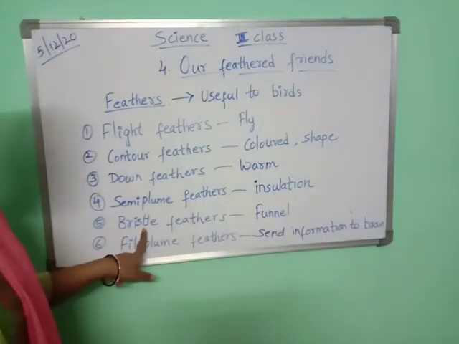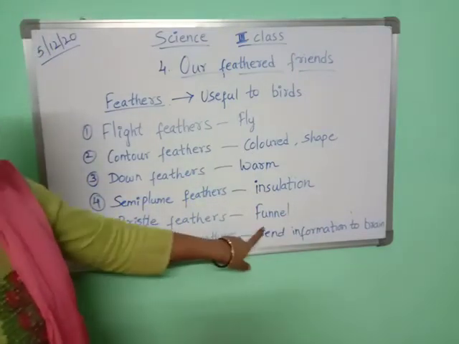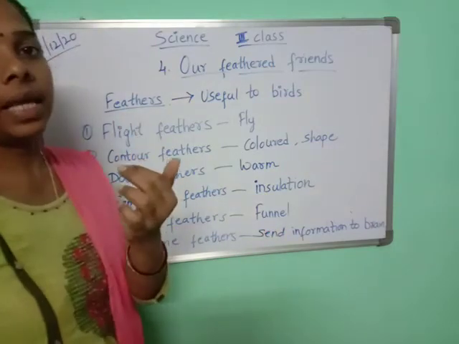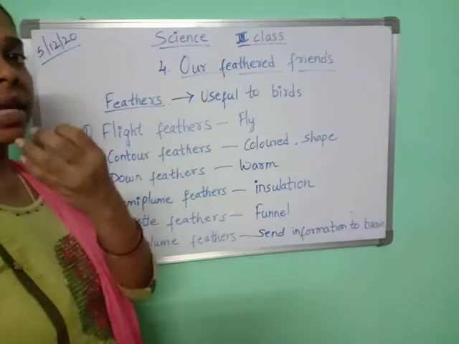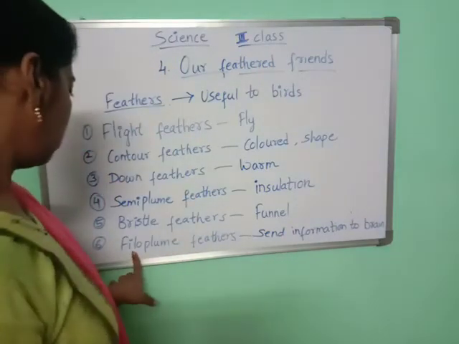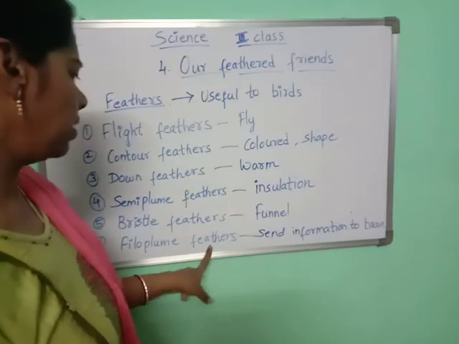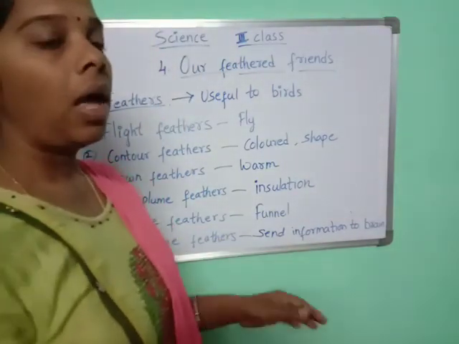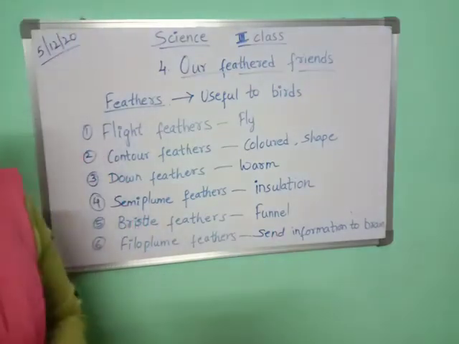Next, bristle feathers, they act as funnels in the beak. So while eating an insect or anything, it acts like a funnel. It helps them to put it inside. Filoplume feathers send information to the brain about the placement of the feather and all.